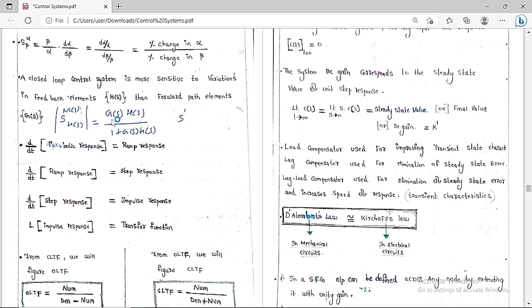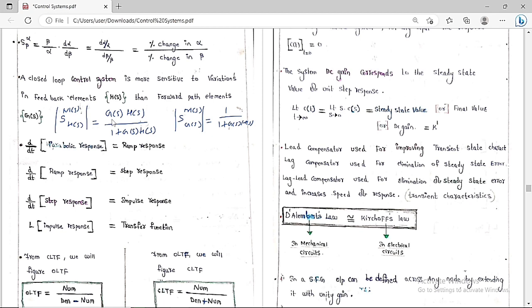Whereas the sensitivity of M(s) with respect to G(s) is equal to 1 divided by 1 plus G(s)H(s). So we can say that the sensitivity of M(s) with respect to H(s) is always higher when compared to the sensitivity of M(s) with respect to G(s). Therefore, a closed loop control system is more sensitive to the variations in the feedback element H(s) than the forward path elements G(s).